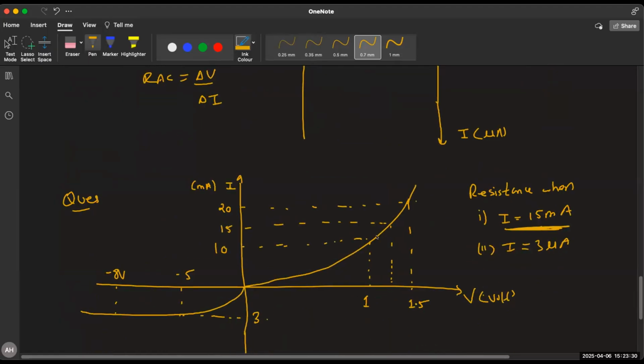First of all, Upasana, just tell me, is this the reverse characteristic or the forward characteristic? Forward. So when you have to calculate resistance, when current is 15 milliampere, Upasana, do you have the value of voltage when your current is 15 milliampere?